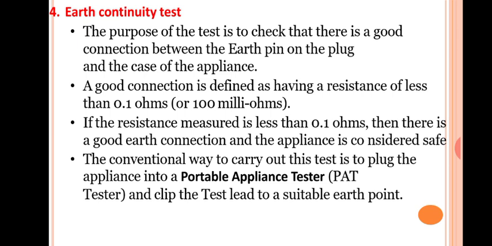The good connection is defined as having a resistance less than 0.1 ohms. A good connection is referred to as a resistance less than 0.1 ohms. If the resistance measured is less than 0.1 ohms, then there is a good earth connection and the appliance is considered safe.